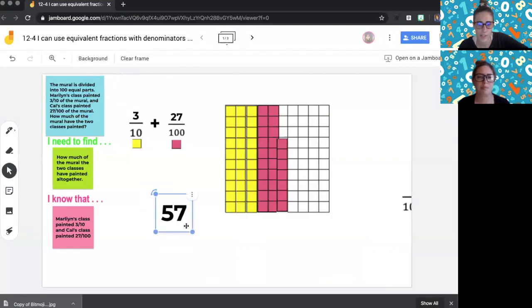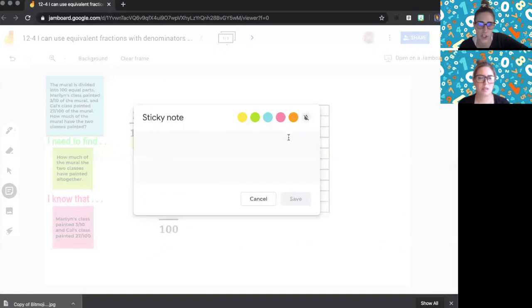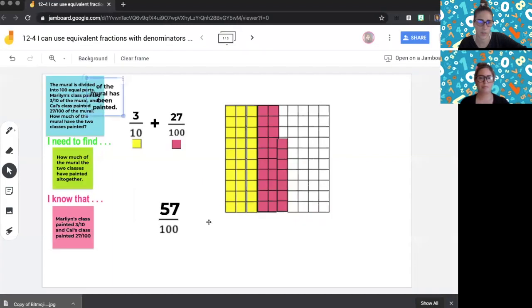So I'm going to use this 57 and just put it over 100. Can we write a sentence to show what 57 out of 100 represents? Great. 57 hundredths of the mural has been painted. So I'm just going to bring that down here. And there's our answer for the solve and share. Let's move on.